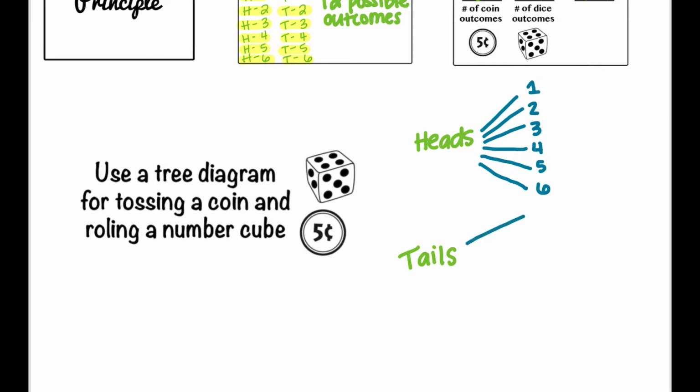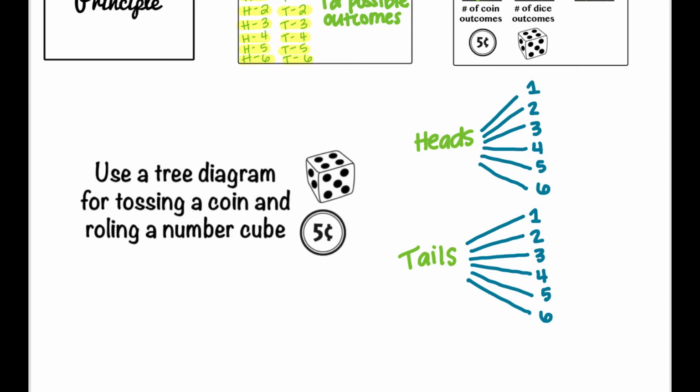Same thing with tails. You could toss and get tails and roll a 1. You could toss and get tails, then roll a 2, and so on. So this is what we would call a tree diagram, and instead of listing them all out the way we did the first time, it just makes it a little bit shorter so that you can count up a little bit quicker. Either way, what we would do is count up.